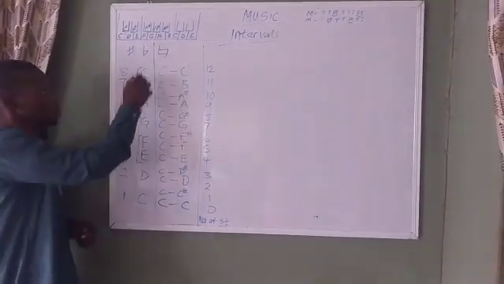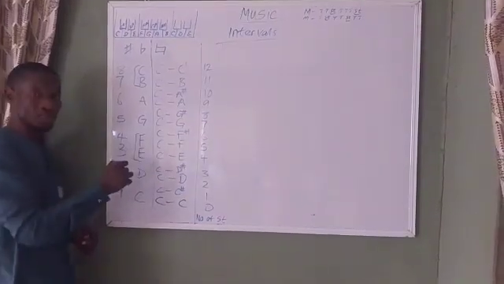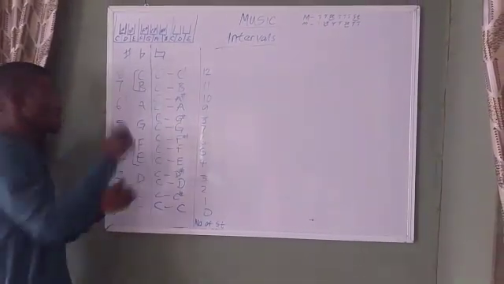C does not have a sharp. So B to C does not have a sharp. That's why you have the bracket between the third and the fourth, the seventh and the eighth. Keeping that at the back of our mind.